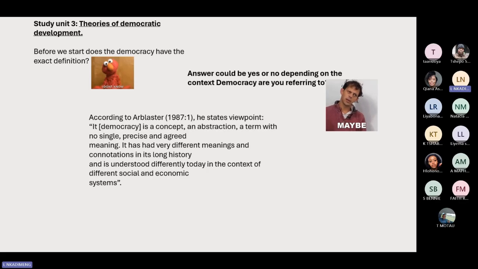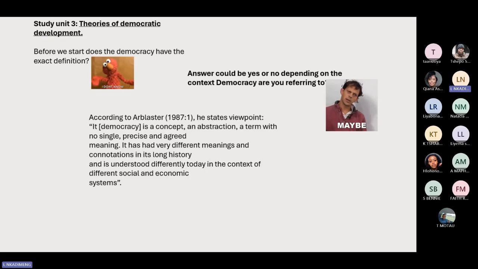I found this quote from Ablasta, 1987, page 1. He states his viewpoint that democracy is a concept or an abstraction, a term with no single, precise, and agreed meaning. It has had very different meanings and connotations in its long history, and is understood differently today in the context of different social and economic systems. I hope that is clear, why I'm saying it has a different context.